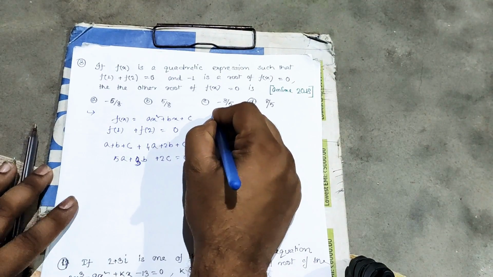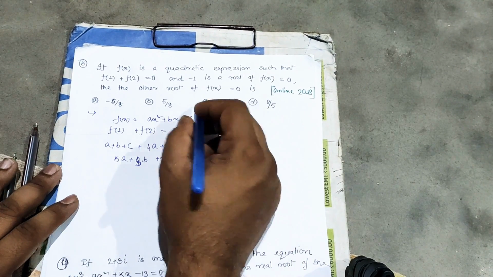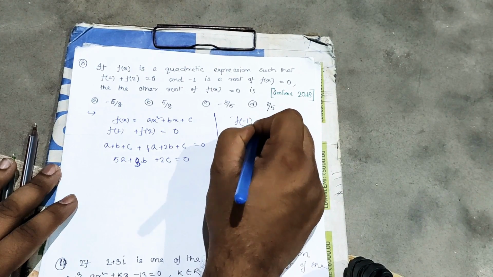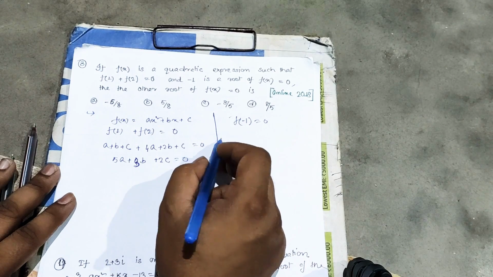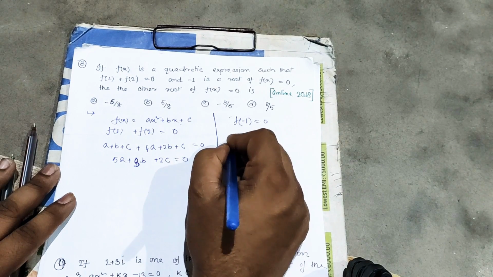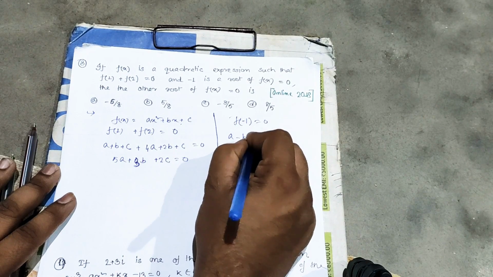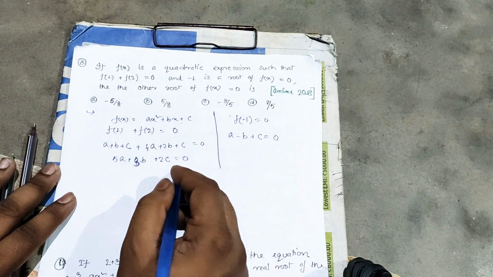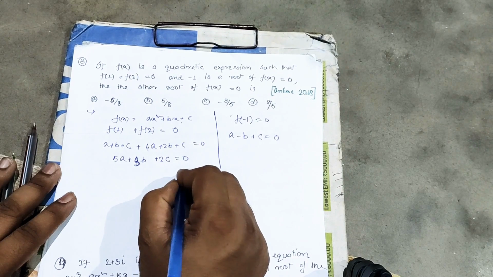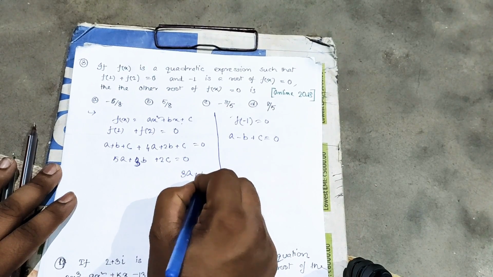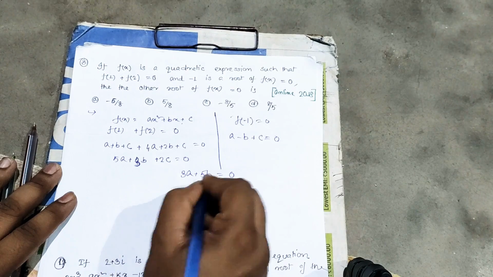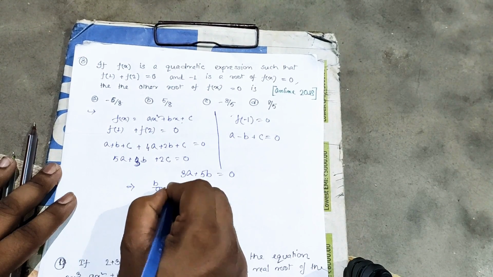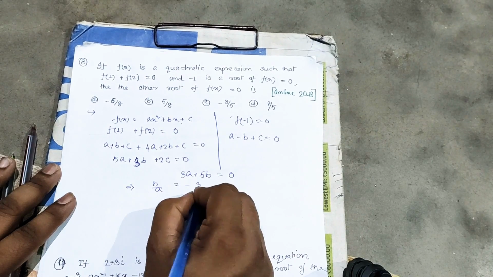On another side, we have given that minus 1 is a root of f(x), so it will come up to f of minus 1 equals to 0. So if I put minus 1 in this equation, I will get a minus b plus c equals to 0. So eliminating c from both equations, we can get 3a plus 5b equals to 0. So implies b by a equals to minus times 3 by 5.